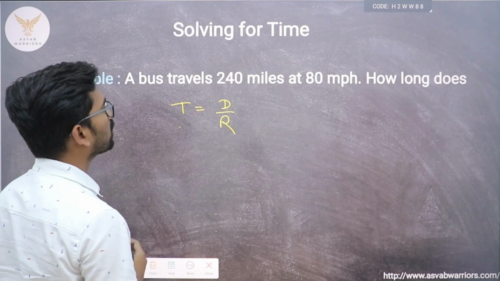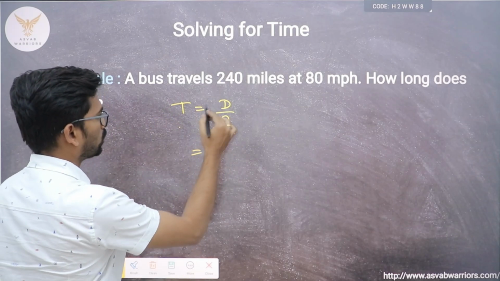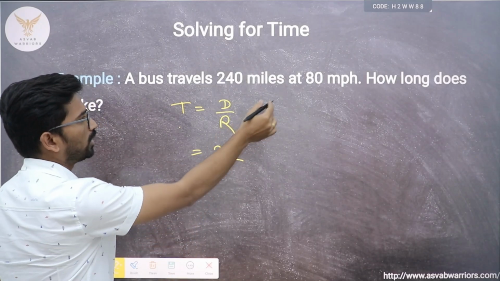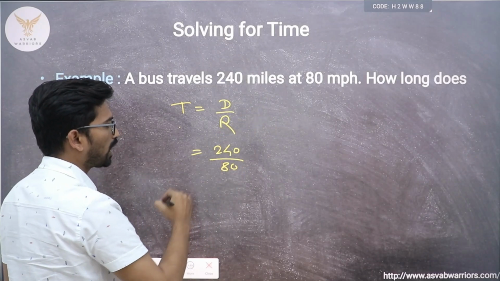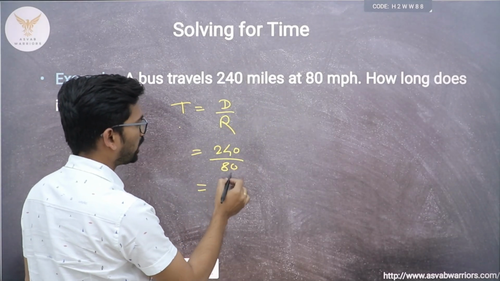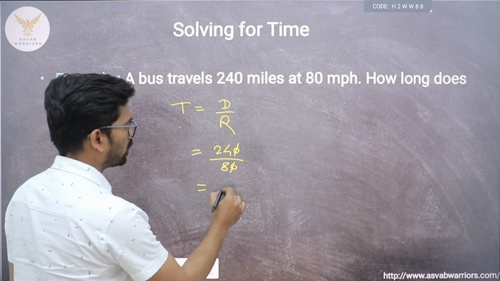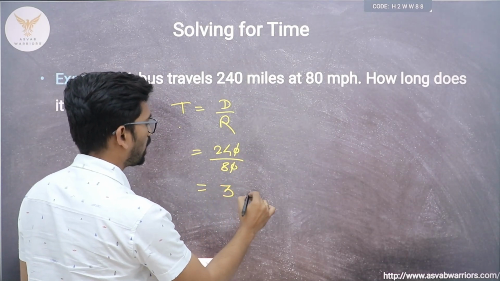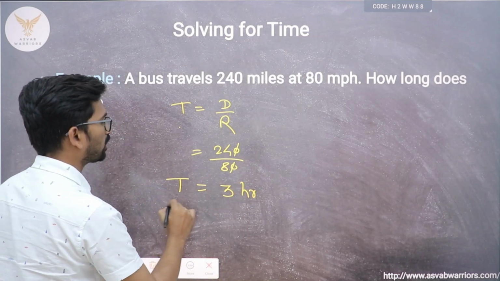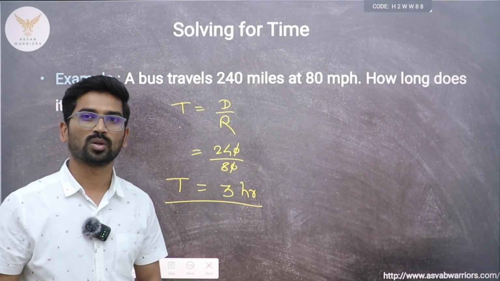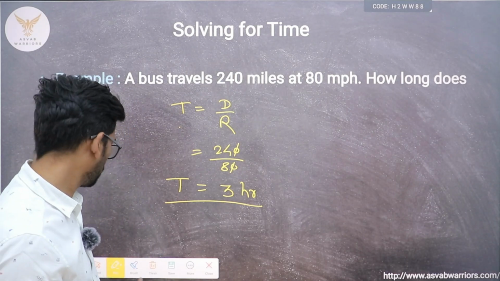A bus travels 240 miles. So distance is 240 miles divided by rate. Rate is 80 miles per hour. So we will get our answer 24 divided by 8, which will be equal to 3 hours. So time taken to cover this journey will be 3 hours. Now let's move on to the next question.